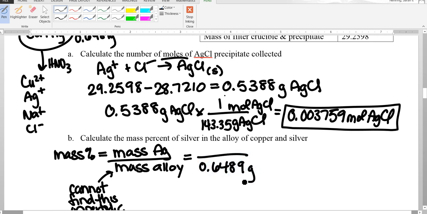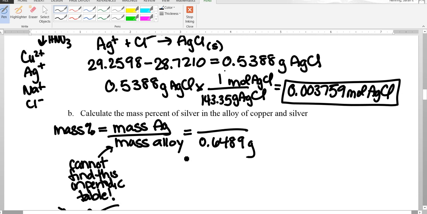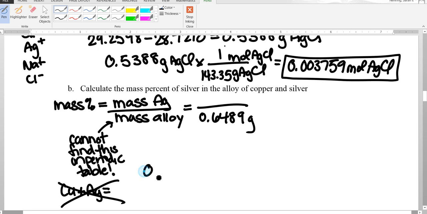0.6489 grams. That's my alloy. Again, it's a mixture. And then what's my mass of silver? Well, I don't know that right now, but I can find it because I know the mass of silver chloride. That's what that stoichiometry just did. So, or moles, I should say. I know moles silver chloride.